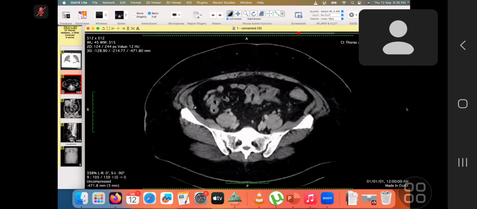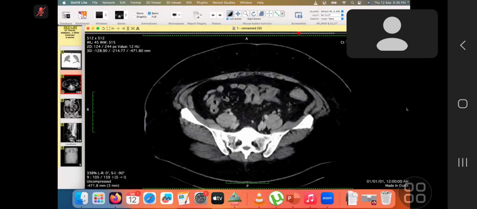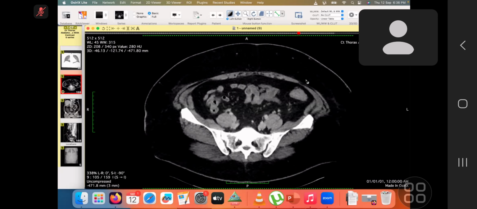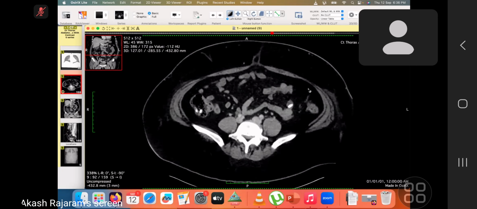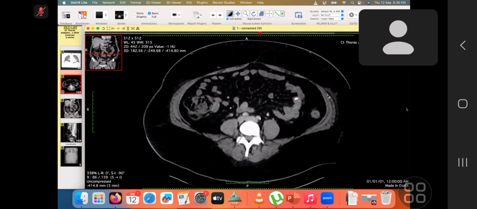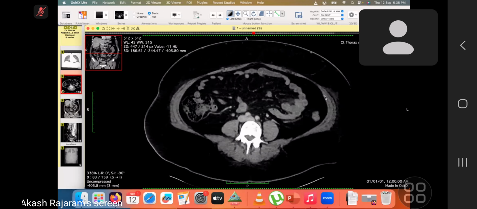Okay. Do I need to request control again? Yeah, you can start scrolling. Sure. Okay. So I'm presented with a repeat CT abdomen and pelvis in the same patient who has re-presented 2 months later. I'm just going to scroll through the images from top to bottom.